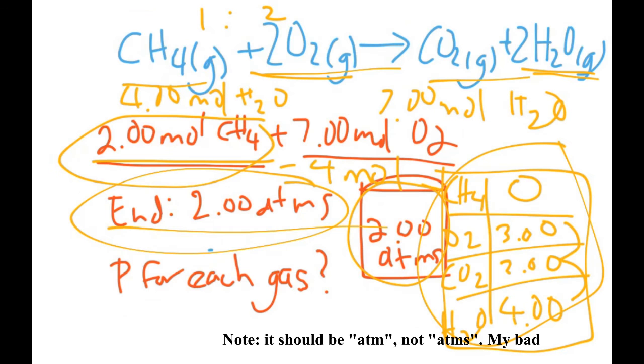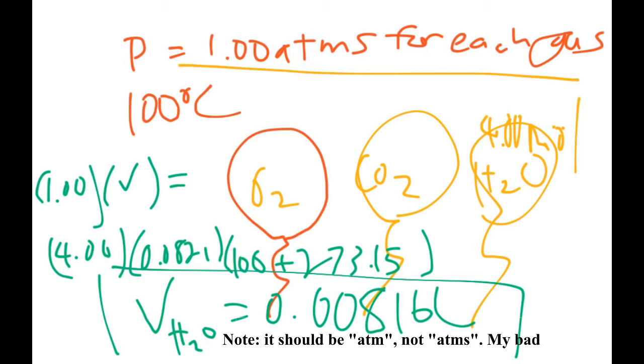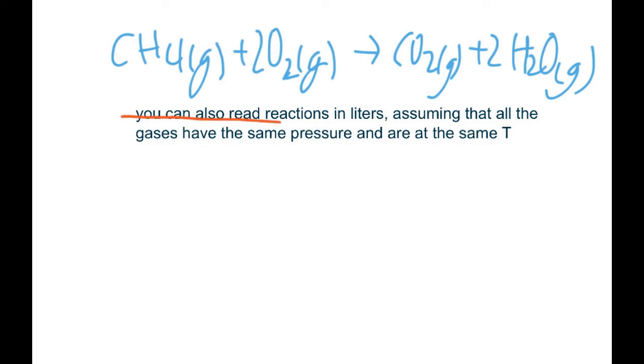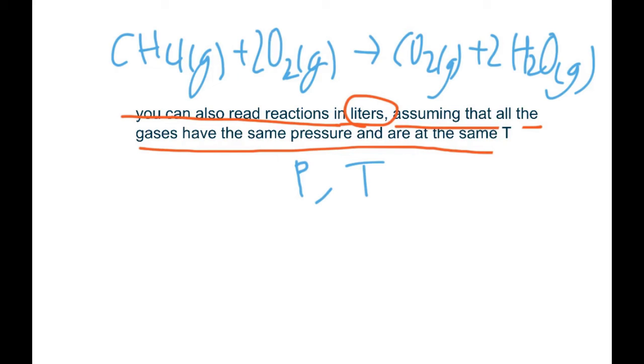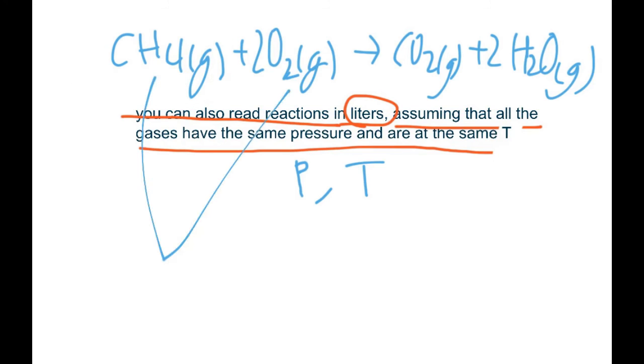But in the case before, they were all in one container, so they all had the same volumes since they were sharing the same space. So these are two different scenarios that you might encounter. Now let's take a look at something cool. Something cool you should know is that you can also read reactions in terms of liters, and that's assuming that all the gases have the same pressure and are at the same temperature. So at a constant P and T, you can read this reaction in terms of liters. All these have to have the same pressure and temperature for this to work.